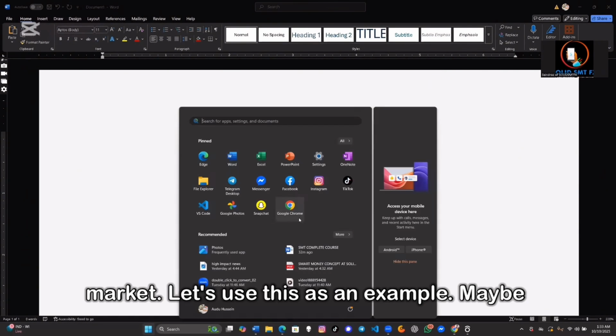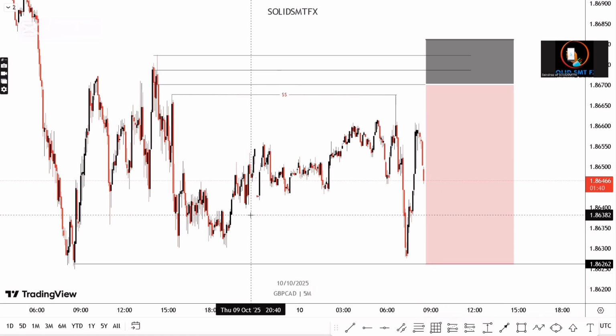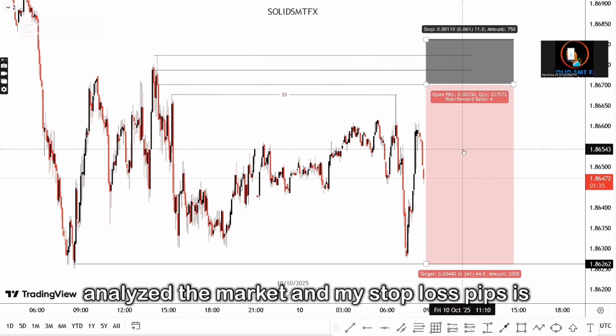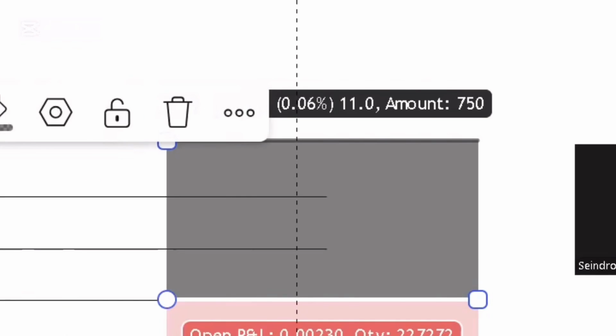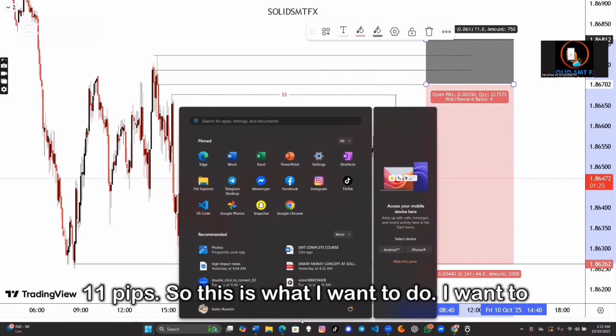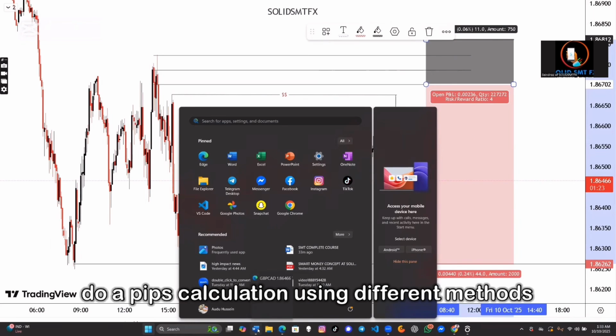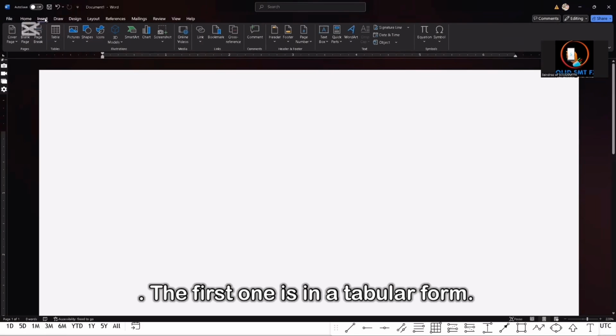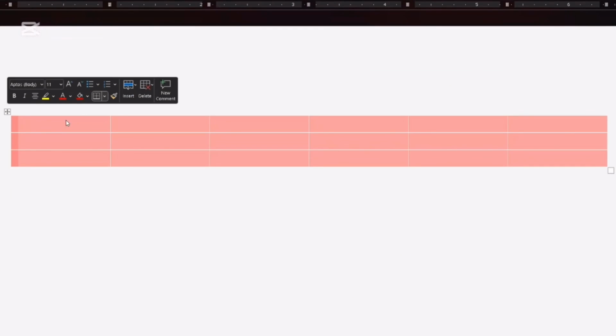Let's use this as an example. Maybe this is what I want to trade, and I must have analyzed the market, and my stop loss is 11 pips. So this is what I want to do. I want to do a pips calculation using different methods. The first one is in a tabular form.